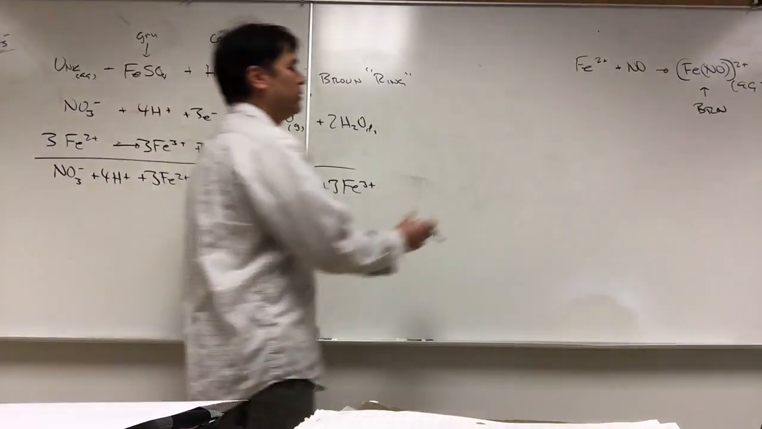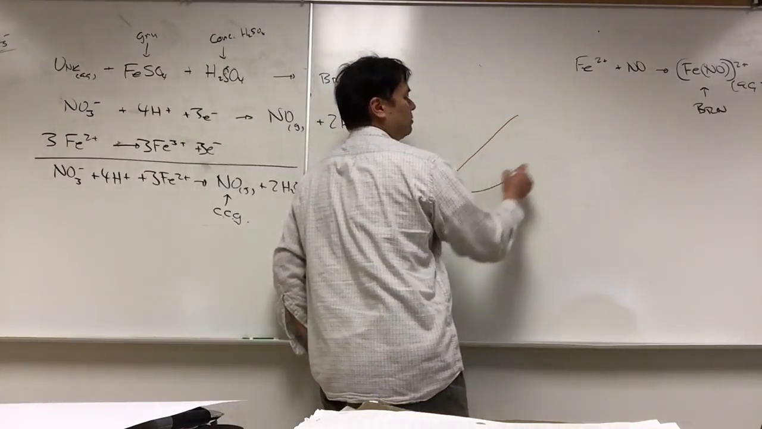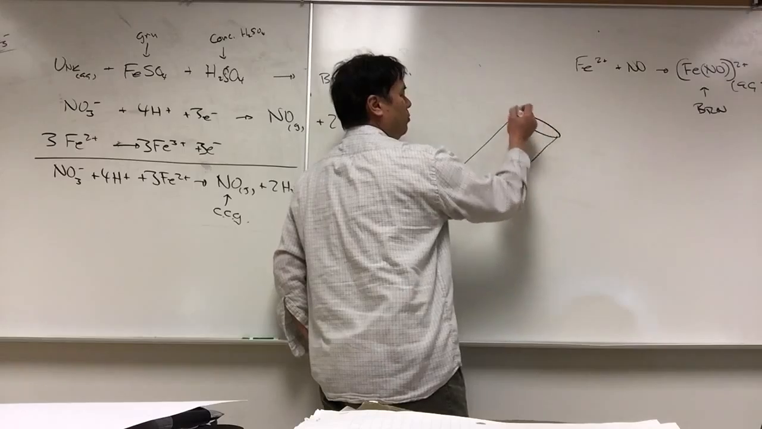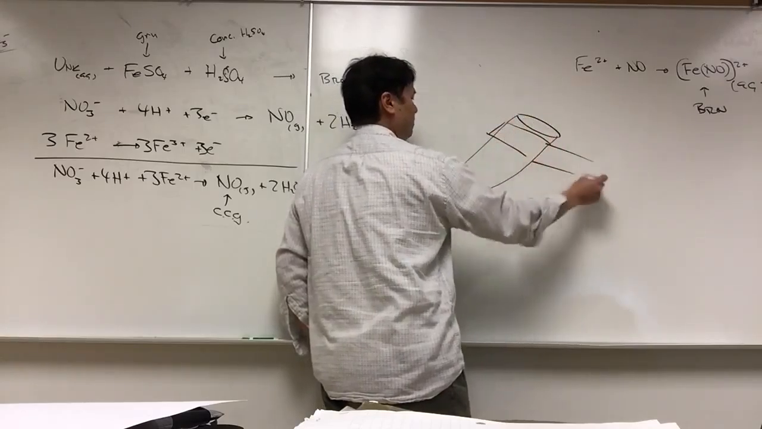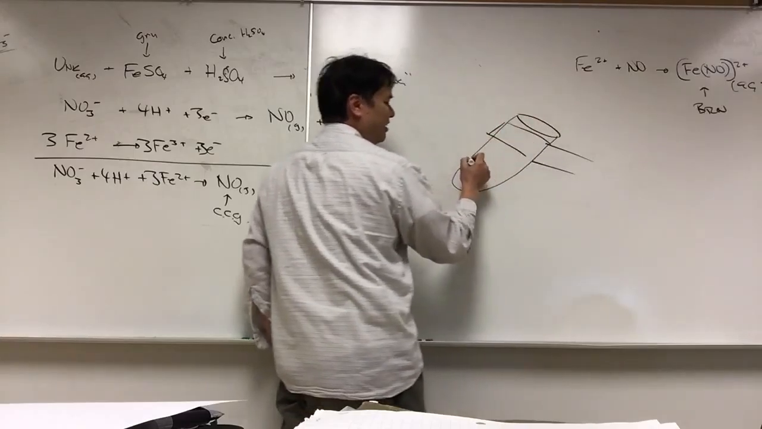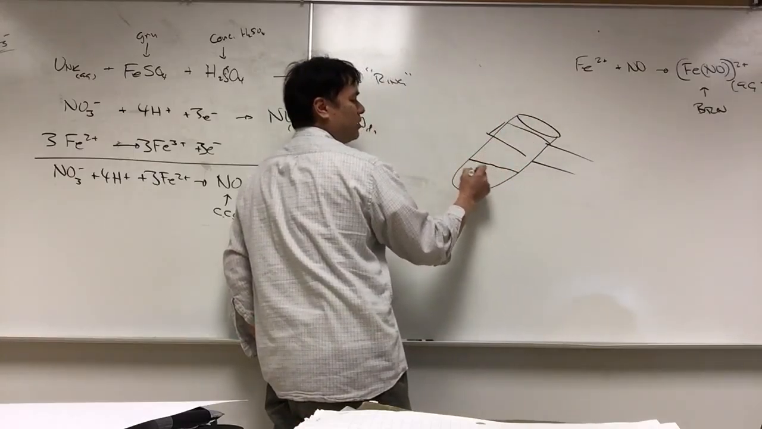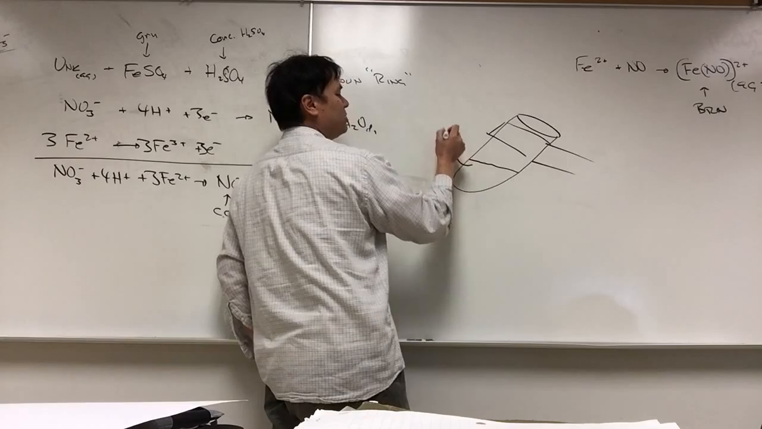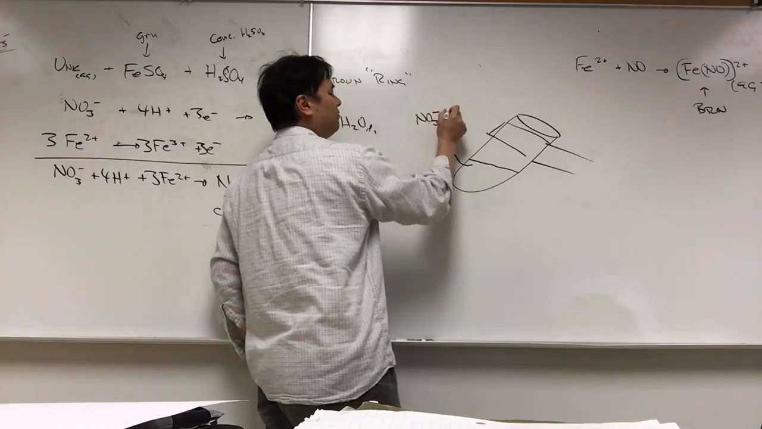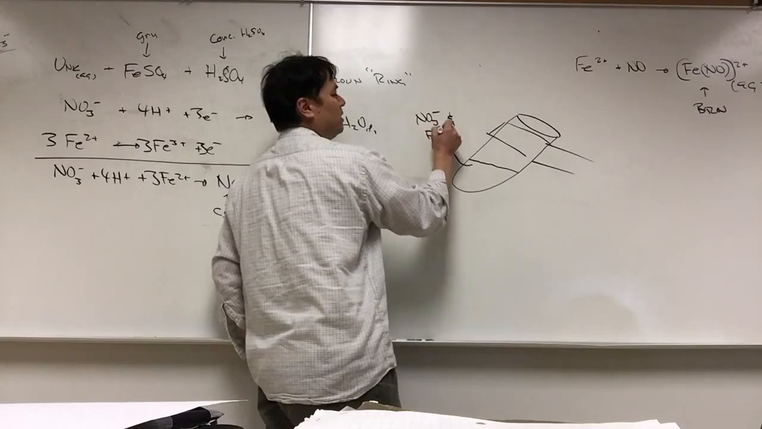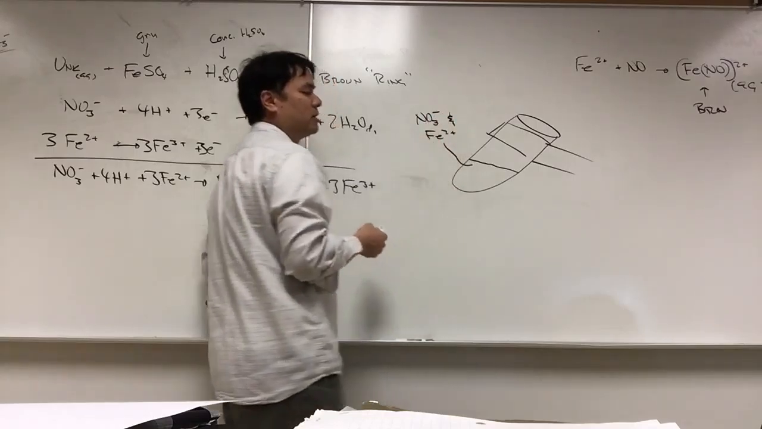And so the way we're going to do this is we're going to hold the test tube with a test tube clamp. And then down here, we're going to have our solution. The solution is going to consist of nitrate and ferrous sulfate. And so we just need the iron. Sulfate turns out to be a spectator here.